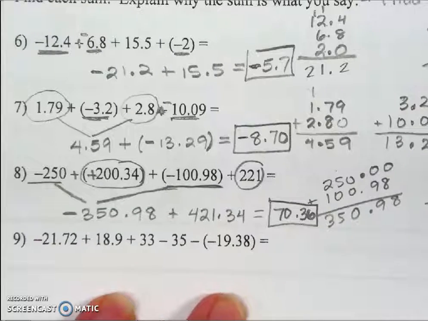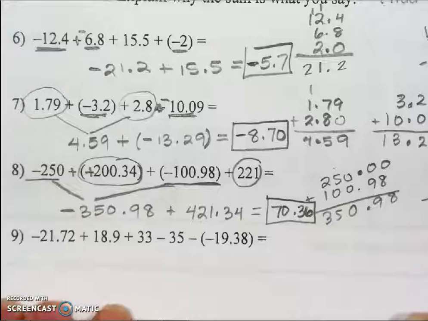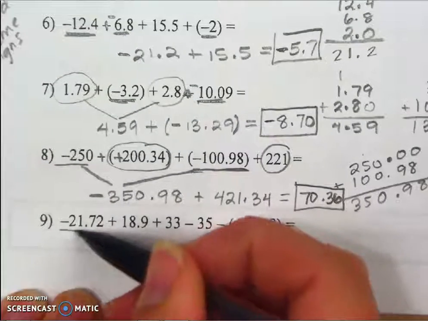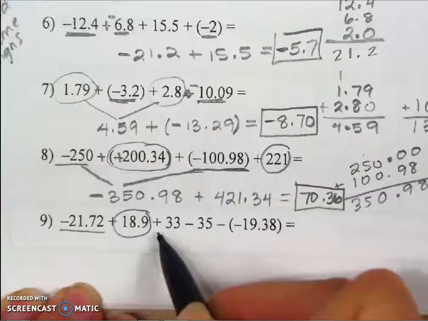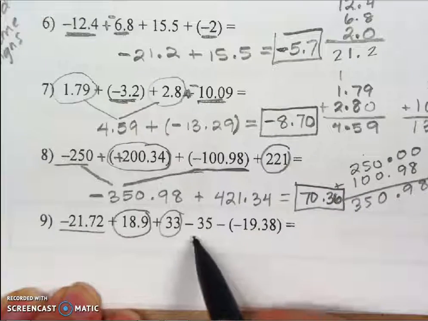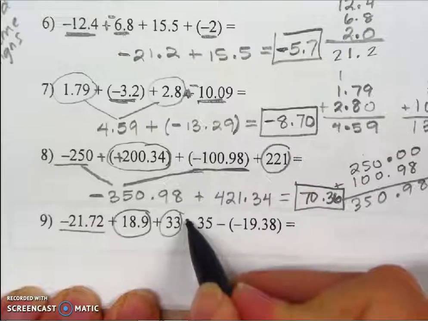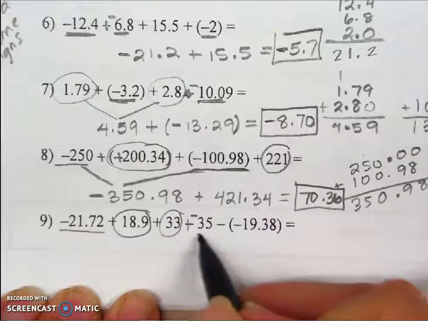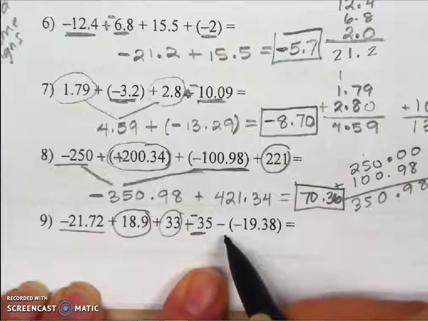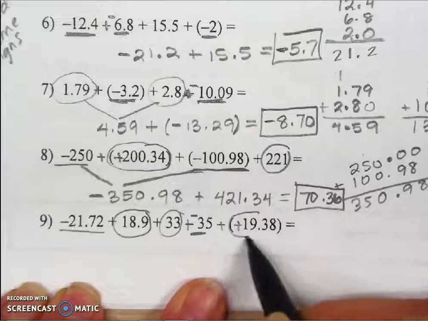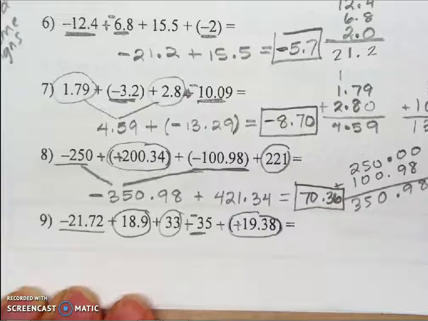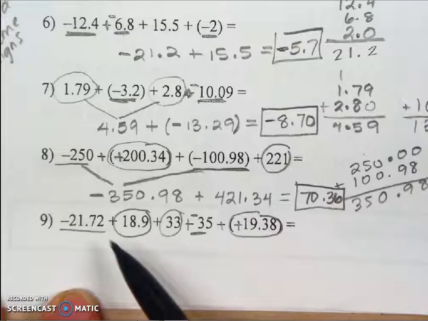All right, last problem. Here we go. Negative 21.72. All right, that's a negative. Plus, all right, that's already adding, and that's positive. That's already adding, that's positive. Oop, this one's subtracting, so add the opposite. That one becomes negative. Oop, subtracting. Add the opposite, and that one became positive. So I'm going to circle it. All right, now we just combine the ones with our like signs.